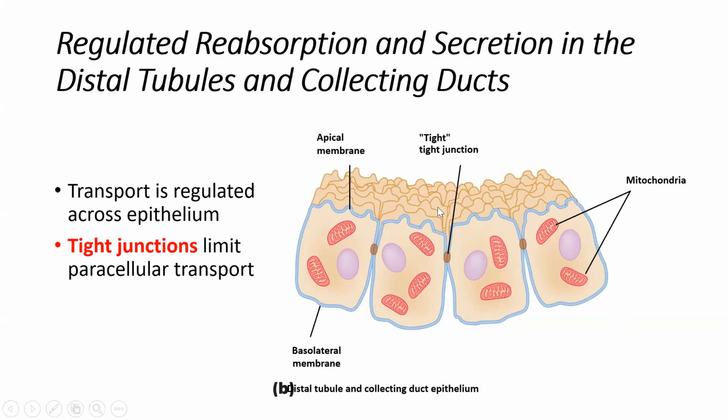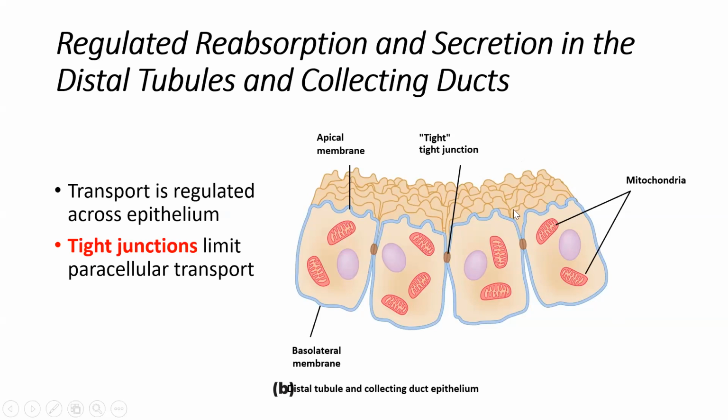And so another thing that we see here, which tells us that there's regulated reabsorption, is the tight junctions. So there's very little paracellular movement of substances and water happening in this part of the tubule. So substances cannot move in between the sides of those cells. And again, the reabsorption here is very heavily controlled or regulated.